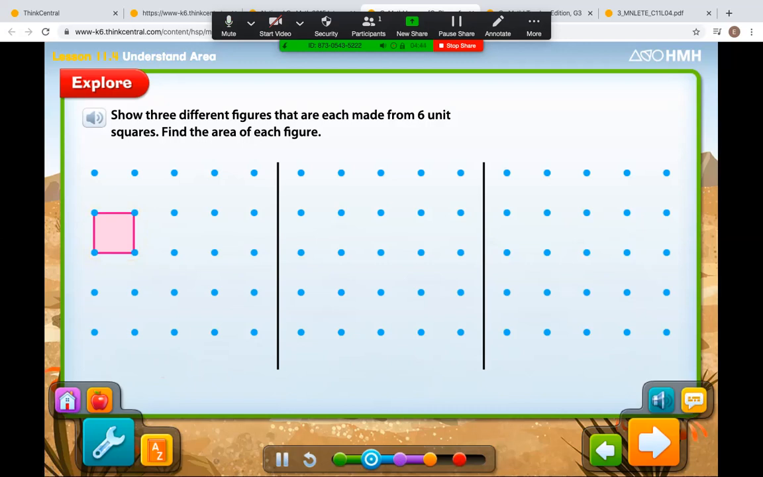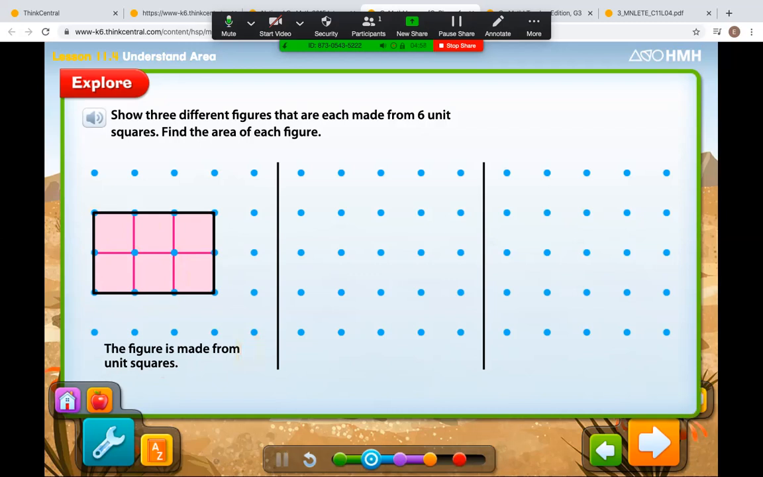So 1, 2, 3, 4, 5, 6. How many unit squares make up the figure? Of course, it's going to be 6 since I've chosen from the very beginning. The figure is made from 6 unit squares. What is the area of the figure? Remember, the area is the space that the figure covers, so it's again 6. The area of the figure is 6 square units.